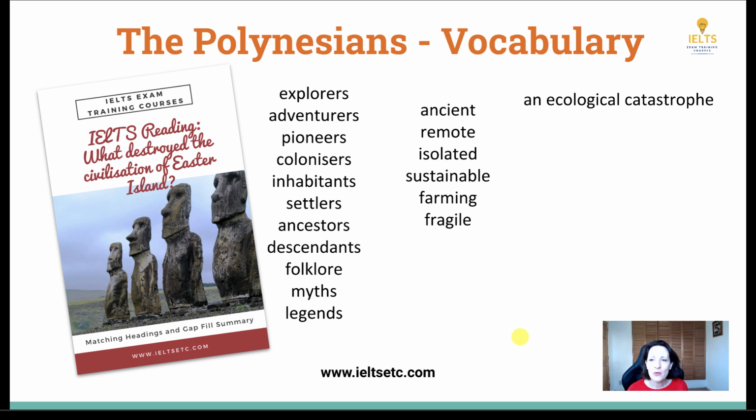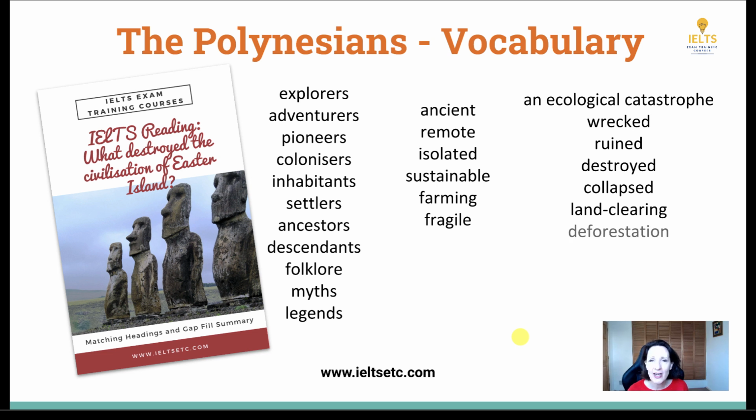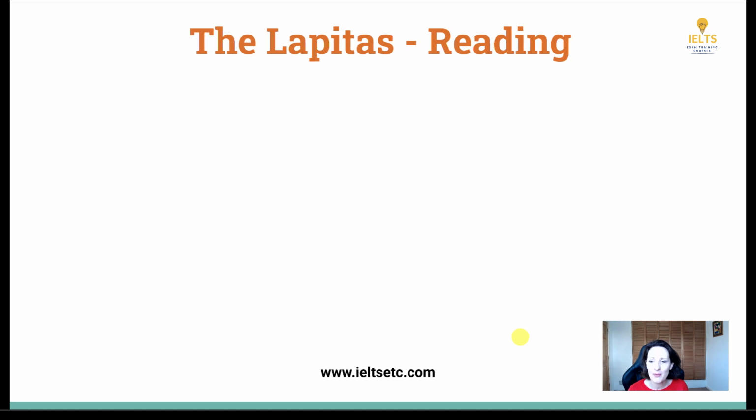So what happened? There was an ecological catastrophe which wrecked, ruined, destroyed the island, and their civilization collapsed. One of the theories was due to land clearing, deforestation, cutting down the trees became scarce.